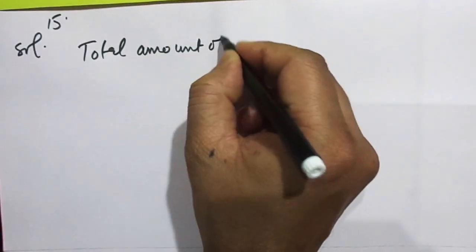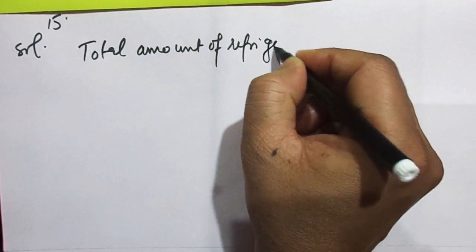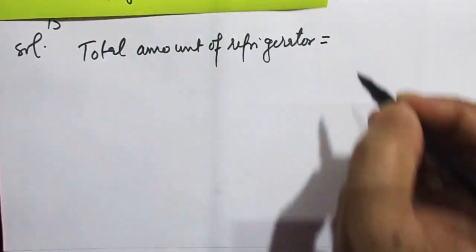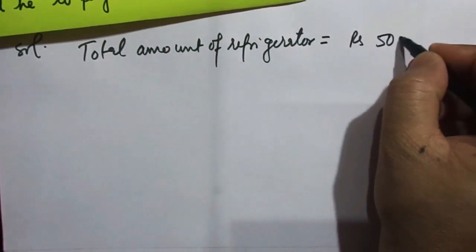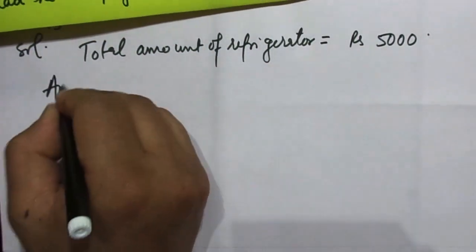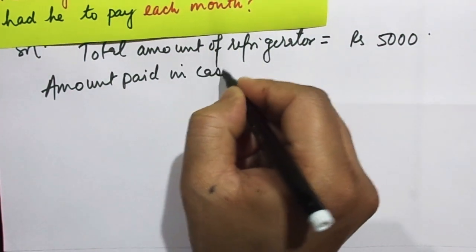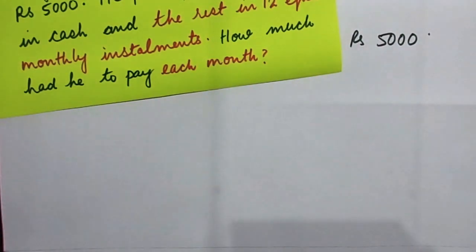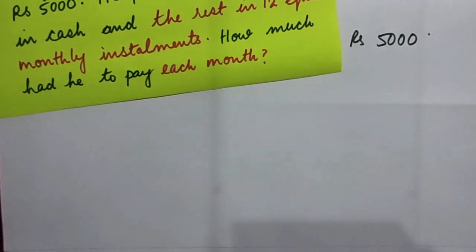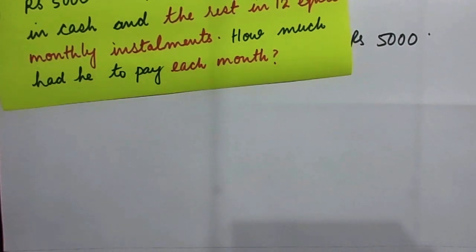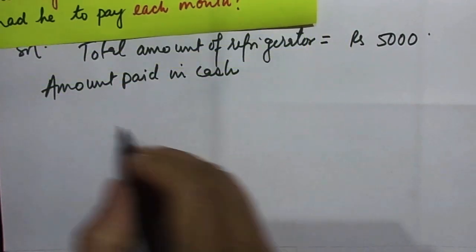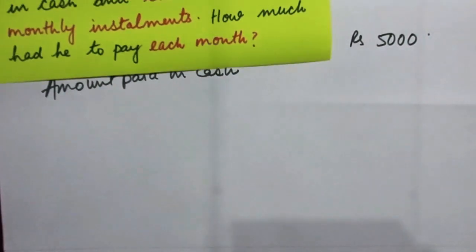Okay. Therefore, how am I going to write? Solution of number 15. Total amount of refrigerator is equal to rupees 5,000. Amount paid in cash. In the same way people buy mobile also. If it costs rupees 50,000, they will pay 10,000 and the remaining they will deduct in the form of installments, isn't it? Installment. The amount paid, in Hindi we call it kist.